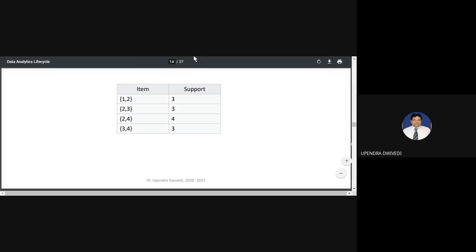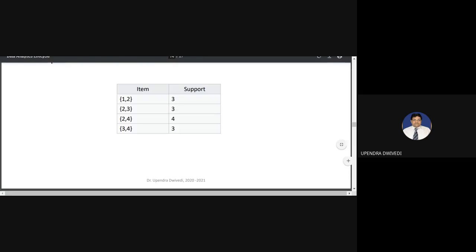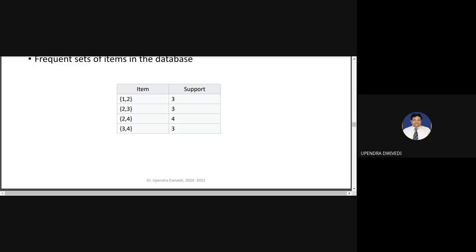Okay. So is there any problem understanding this Apriori algorithm? Are there any issues?